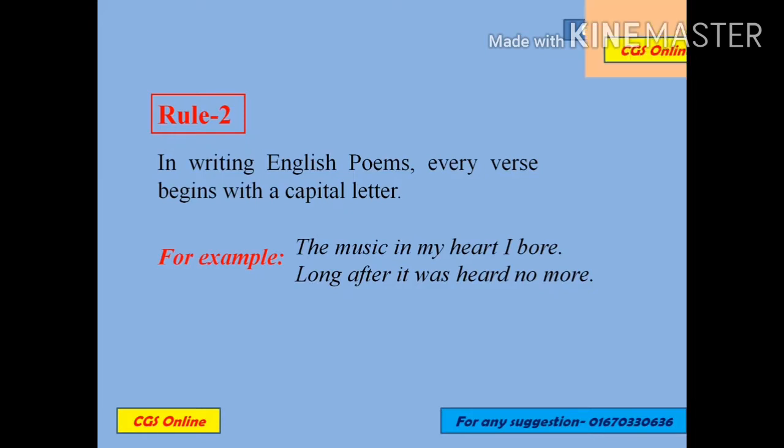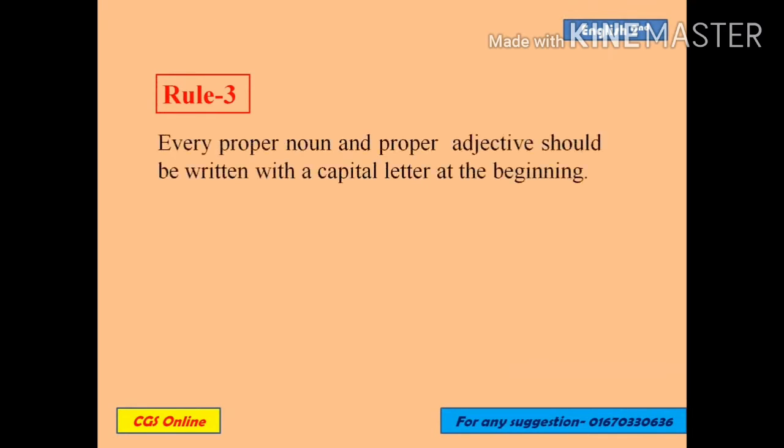Let's move on to rule number 3. Rule 3. What is that? Every proper noun and proper adjective should be written with a capital letter at the beginning.